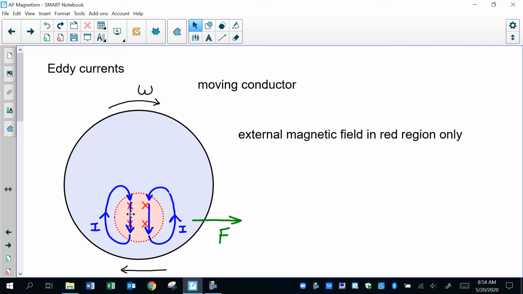You say, well, if I have arrows moving down, blue current moving down, getting pushed to the right, aren't these going to be pushed to the left? And the answer is no, because there's no magnetic field here. The only magnetic field is right in this region here.